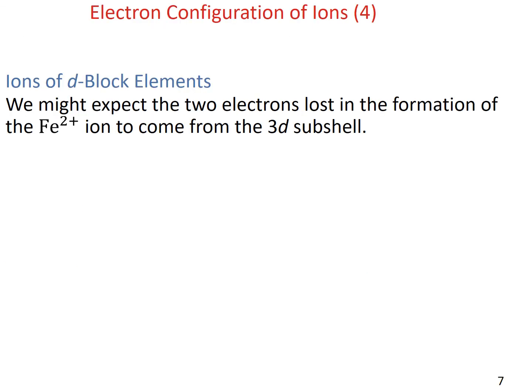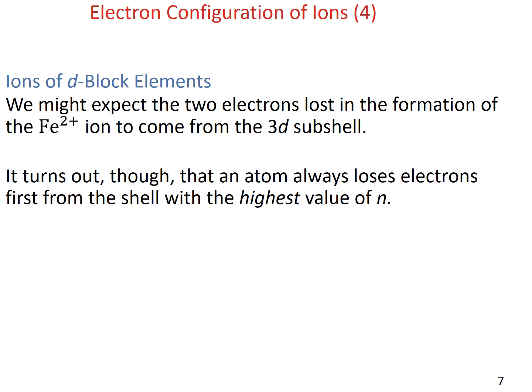So D block elements we treat a little bit differently. We might expect the 2 electrons lost when we're forming iron 2+ to come from the d subshell, since it is a D block element. Actually, though, we end up losing electrons first from the shell with the highest value n. What's kind of strange about that first row of the transition metals is they have electron configurations that start with 4s2, but then that first d orbital that you hit is a 3d orbital. So it's actually a lower principal quantum number than the prior s orbital.